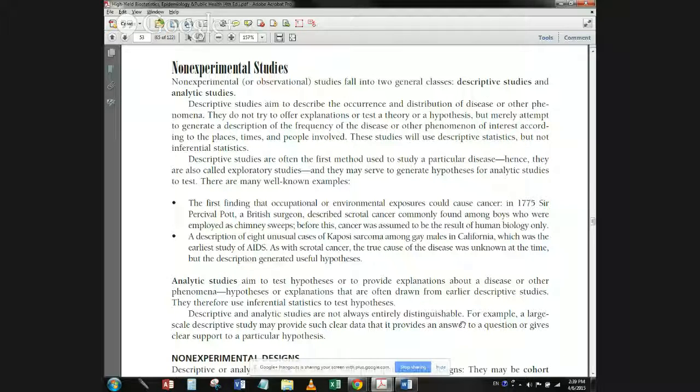Analytic studies aim to test hypotheses or to provide explanations about a disease or other phenomenon. Hypotheses or explanations that are often drawn from earlier descriptive studies. They therefore use inferential statistics to test hypotheses. Descriptive and analytic studies are not always entirely distinguishable. For example, a large scale descriptive study may provide such clear data that it provides an answer to a question or gives clear support to a particular hypothesis.